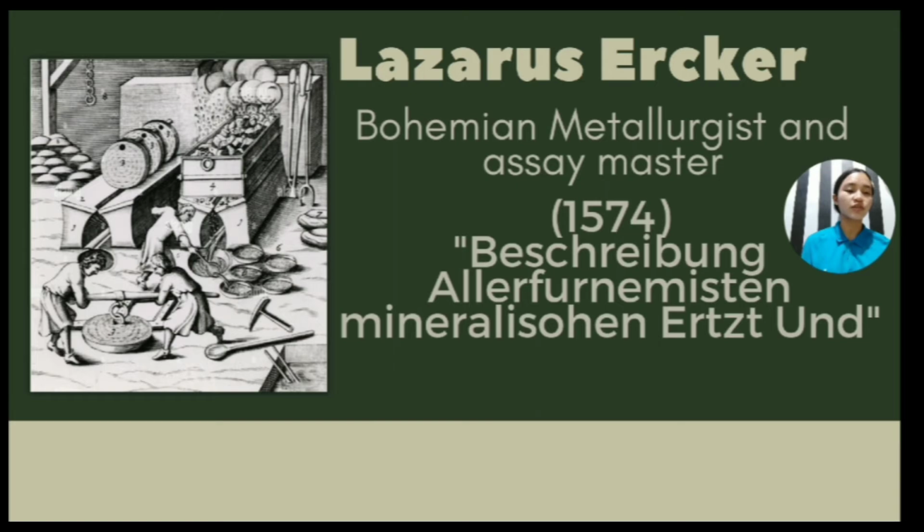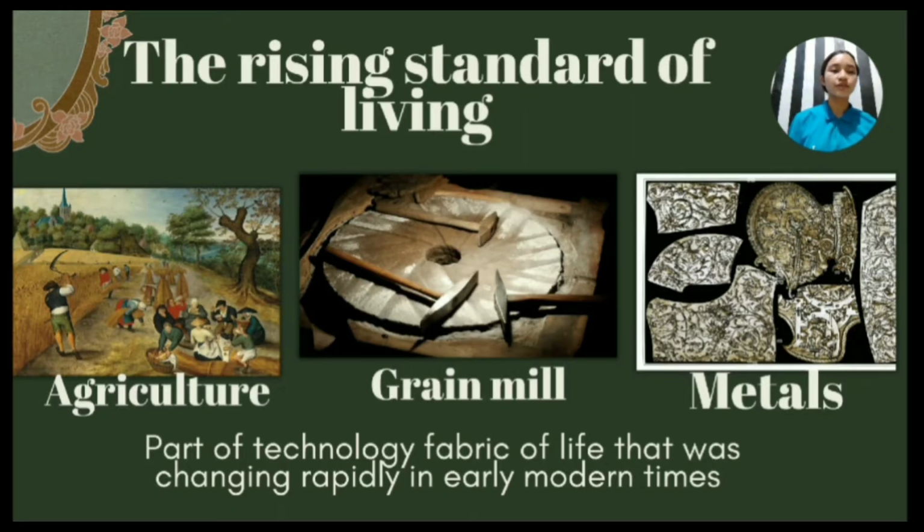So, muna siya si Lazarus Erker. The rising standard of living o ang pagtaas ng antas ng pamumuhay. So, ang pagtaas ng antas ng pamumuhay, isa na dyan ang agriculture, the omnipresent green mill, and the metal industries represented by a smith. So, these were part of technology, fabric of life that was changing rapidly in early modern times. So, kaning tulo, importante kay ni siya kay ngano mo man siya ang naga-supply sa tog food, ang green mills food, ang metals kanang ginagamit nato pang adlaw-adlaw para mapadali ato ang buhaton.